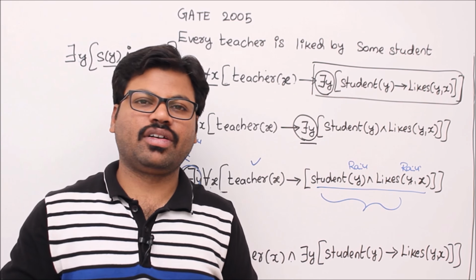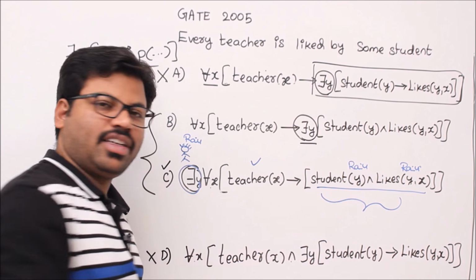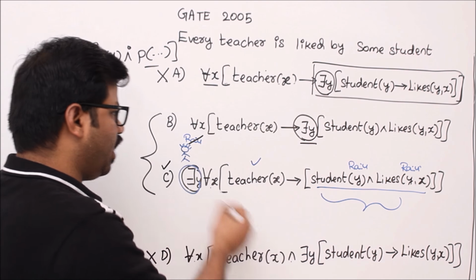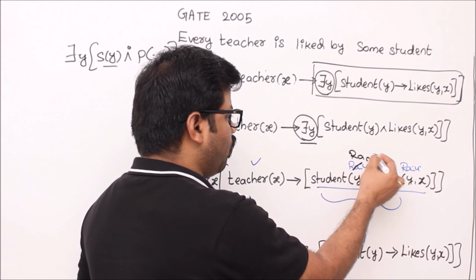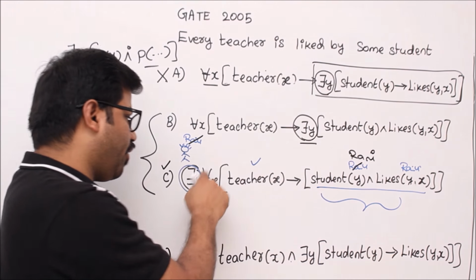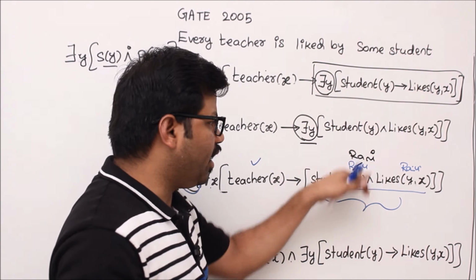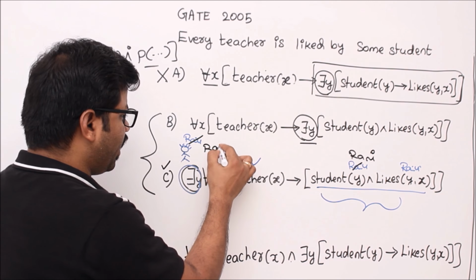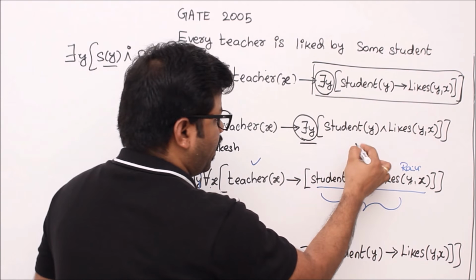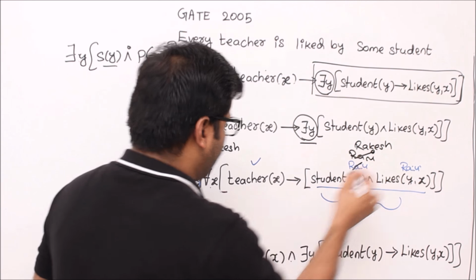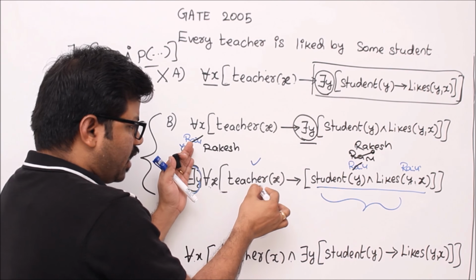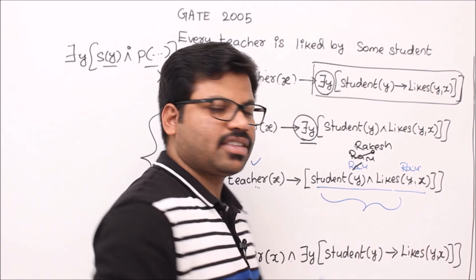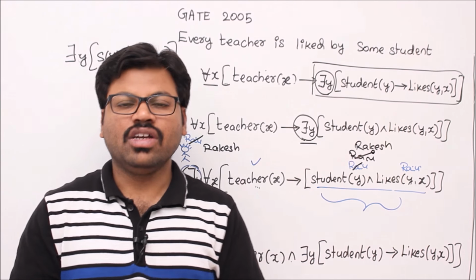That's what the statement says. But it's not Raju actually, correct? It was someone, maybe Rani. If I fix Rani in the place of y, then what could be the meaning of this statement? Every teacher is liked by some student Rani, correct? In the place of Rani, if I keep Rakesh, try to understand. Then it will be again: for every x, whenever x is a teacher, then student Rakesh is liking that x. That means every teacher is liked by student Rakesh.